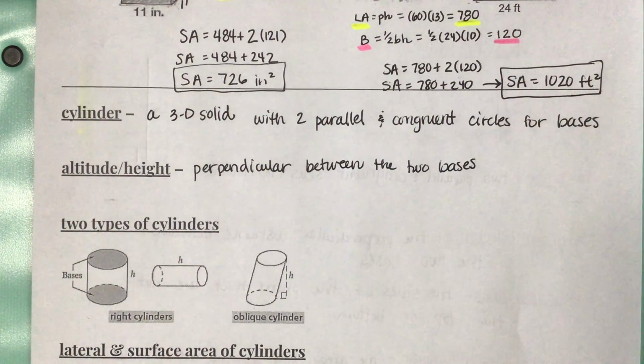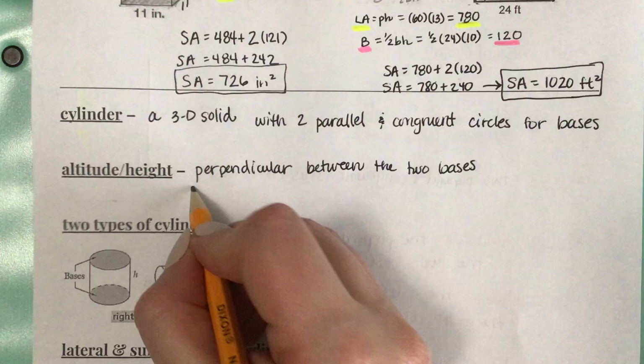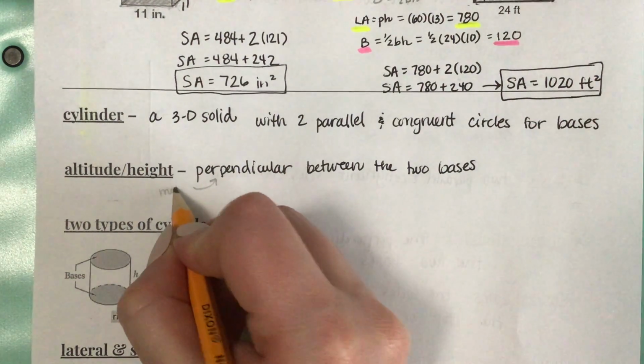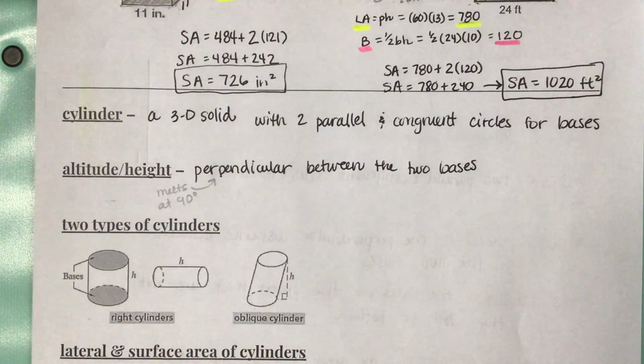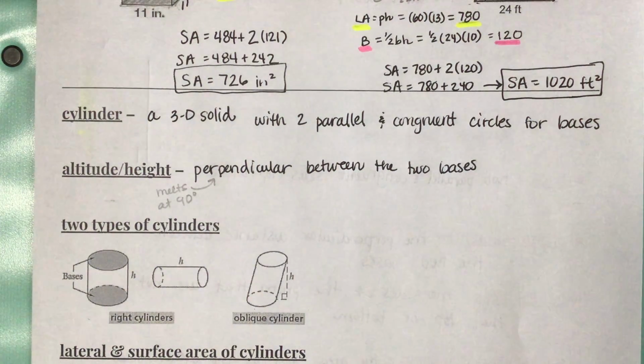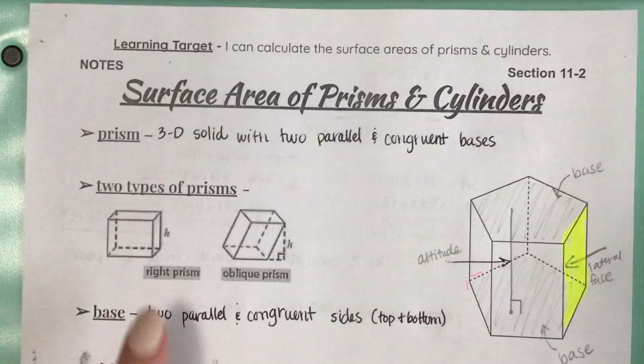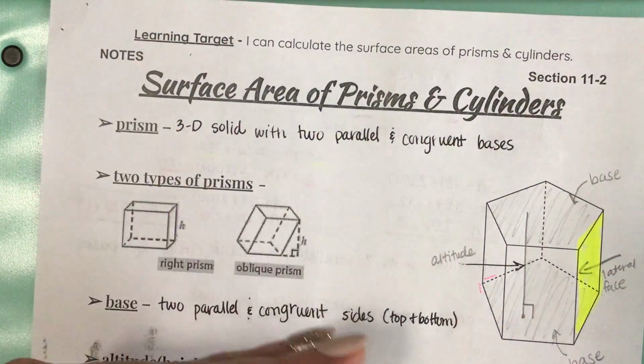Now remember, perpendicular means meets at 90 degrees. I haven't really said that in a while, so I will make a little note just to remind you of that. Okay. Now, just like with prisms, remember on the front side of this, we had right prisms and oblique ones kind of were slanted.